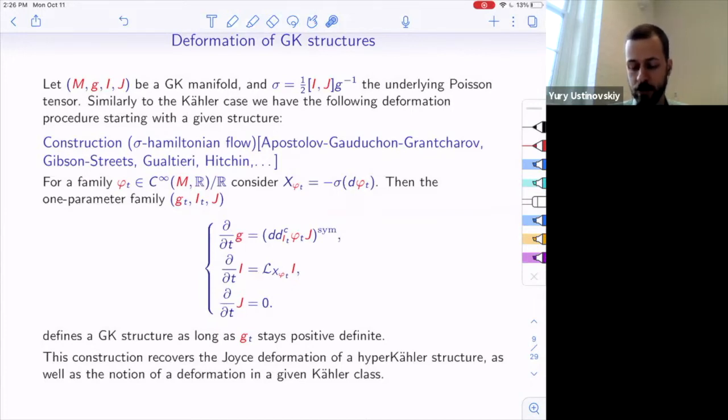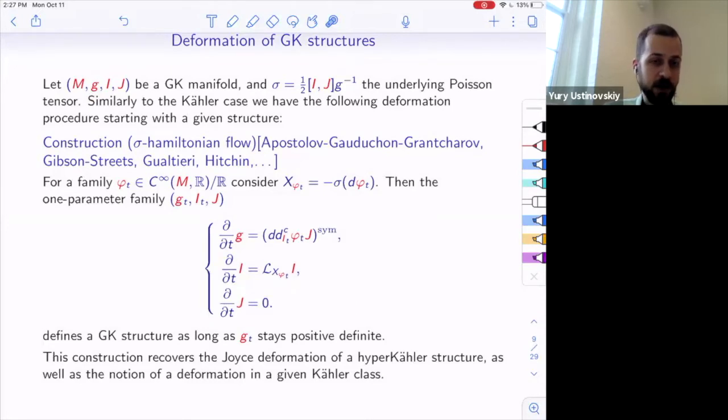It's probably worth noting that one of your complex structures doesn't change. Another complex structure flows by Hamiltonian diffeomorphisms, and your underlying Poisson tensor also doesn't change. So one of the complex structures and the real Poisson tensor do not change. The other ingredients of a generalized Kähler structure do change in a very explicit way.